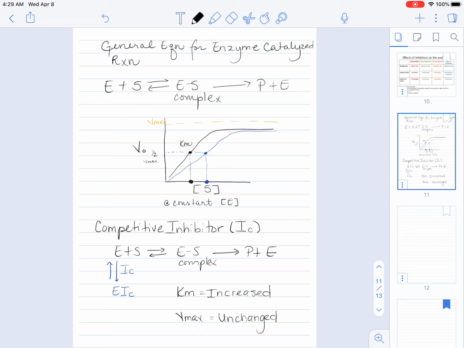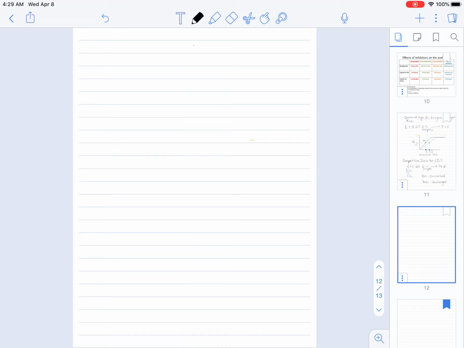Remember that one of the features of competitive inhibition is that this type of inhibition can be reversed by the addition of more substrate. Let's look now at what is the situation when we have a non-competitive inhibitor.